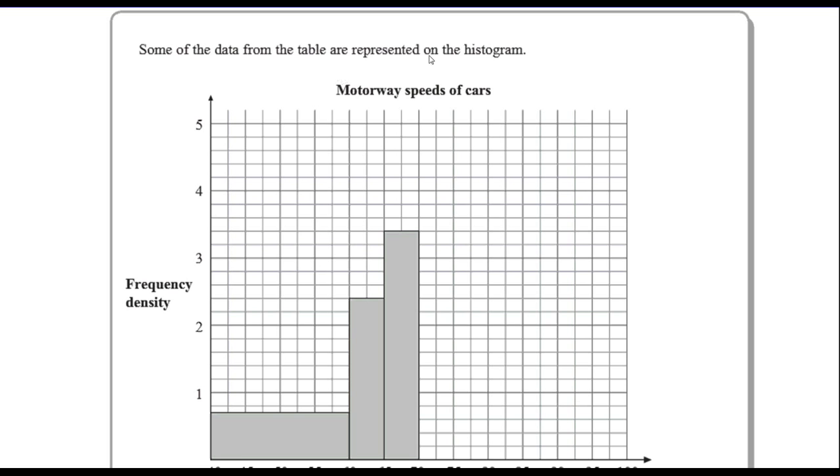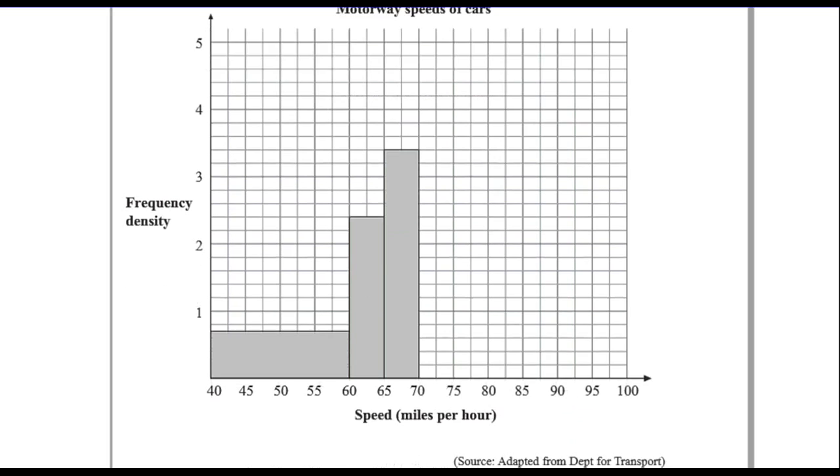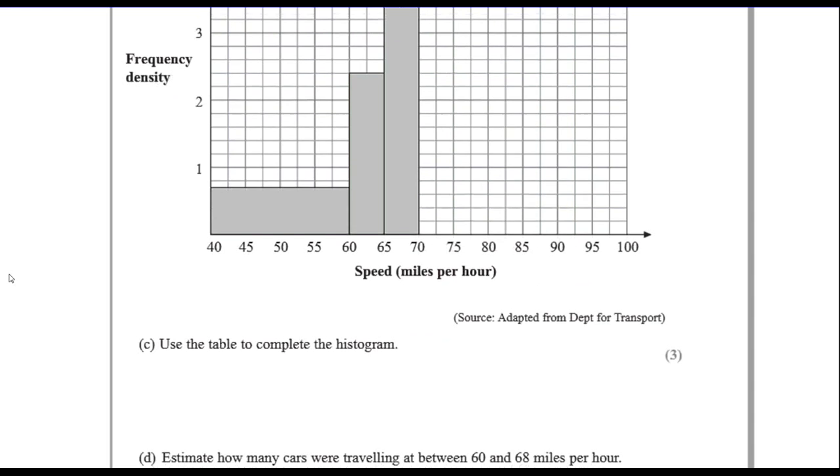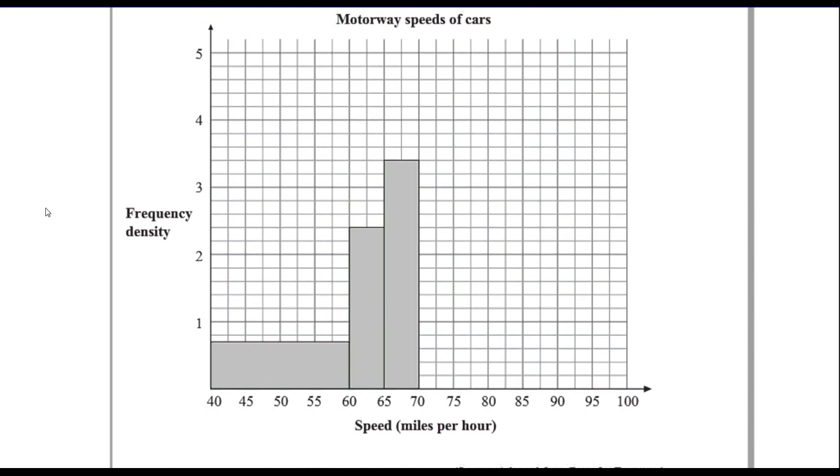Some of the data from the table are represented on the histogram. Use the table to complete the histogram. Okay, so let's look at what we've got. We've got frequency density, and we've got a value here that we could have a look at, and we've got speed in miles per hour. So let's try and figure out our key. So if we're going up, it's going up in 0.2 at a time. 1, 1.2, 1.4, 1.6, 1.8, 2. This is between 0.8 and 0.7. So this is at 0.75. Just a handy thing that we're probably going to need.